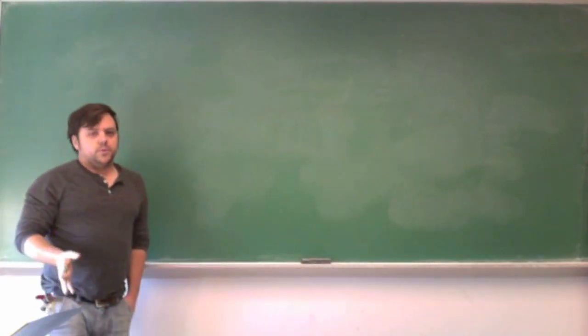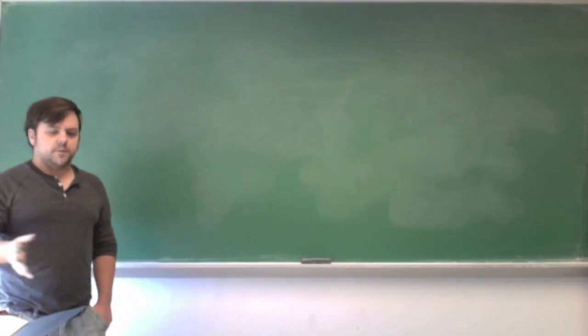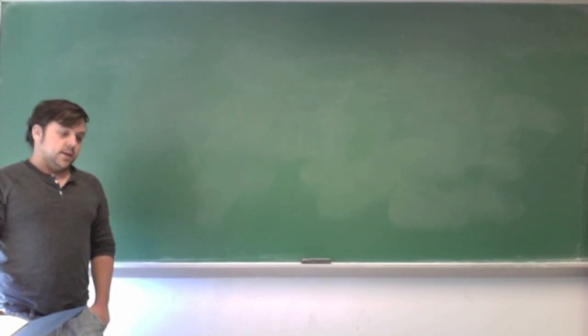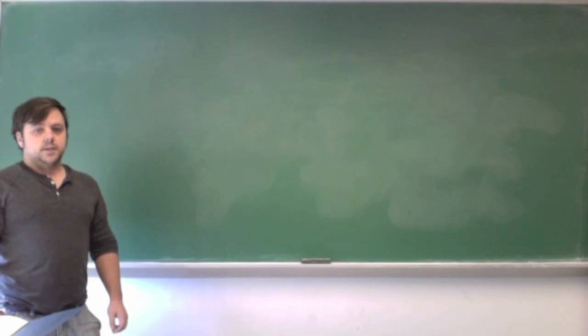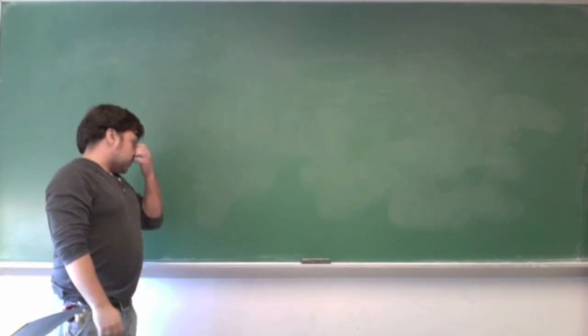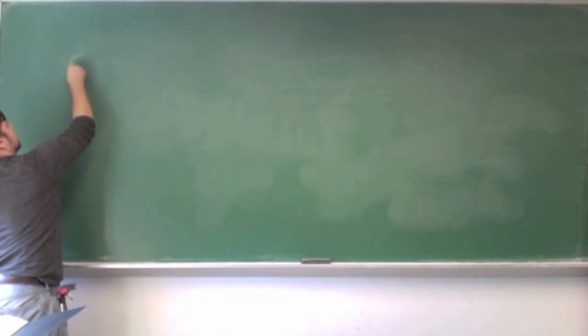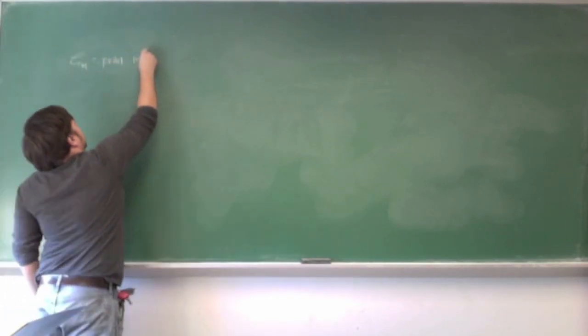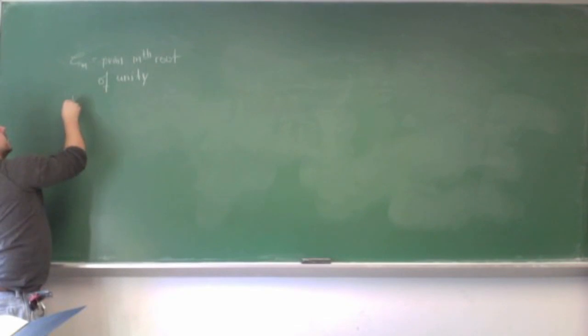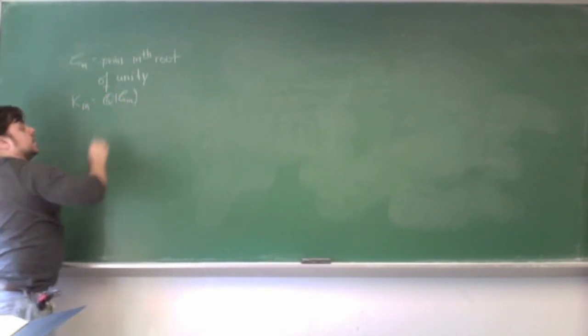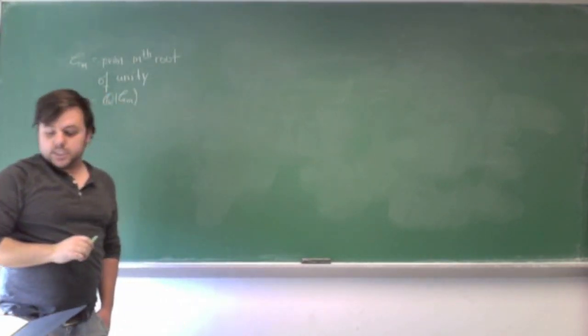So let's just review some of the facts about cyclotomic number fields, and these are facts that make number fields, and in particular cyclotomic number fields, so nice to work with. So let's start out. We'll start with zeta m, a primitive mth root of unity, and we'll let k sub m be equal to Q adjoin zeta m.